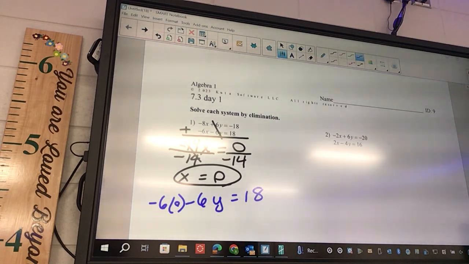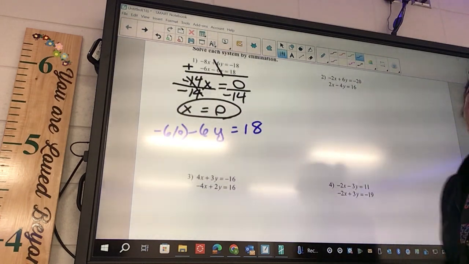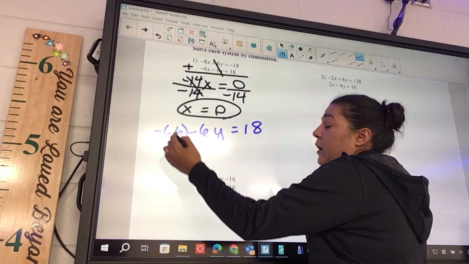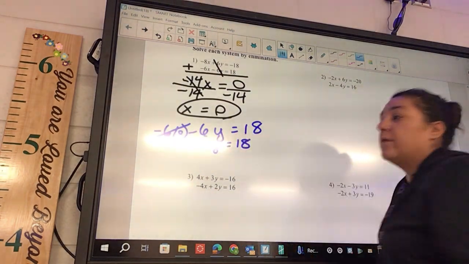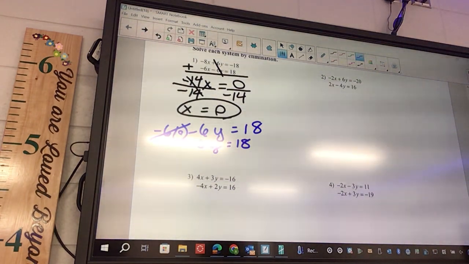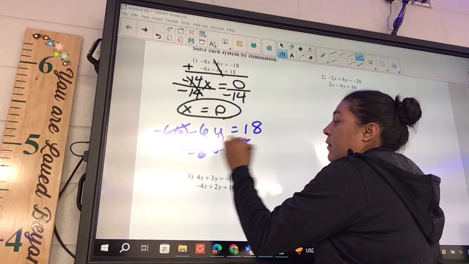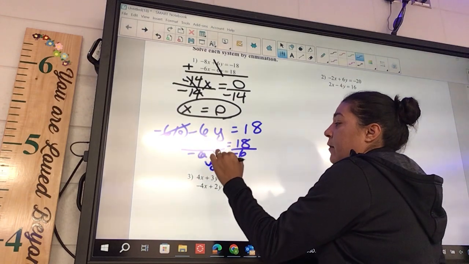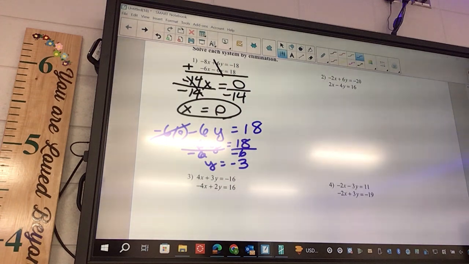Okay, so -6 times 0 is what? 0. So you're going to get 0, and so that essentially 0 just cancels. So I got -6y equals 18. Okay, and then what needs done? Divide. Okay, so we're going to divide by 6, and then we're going to get y equals -3.